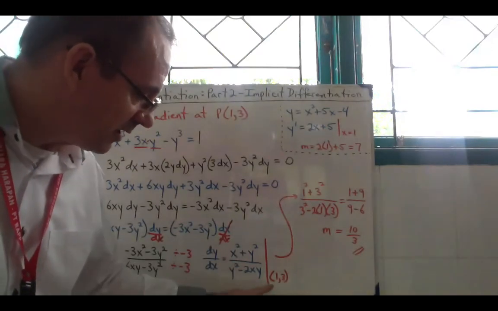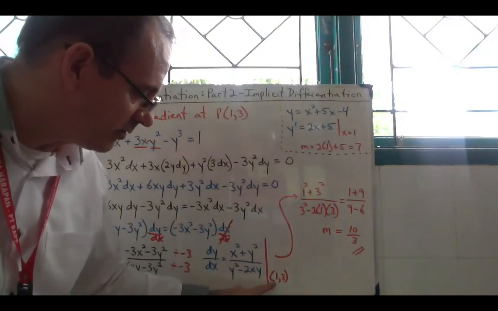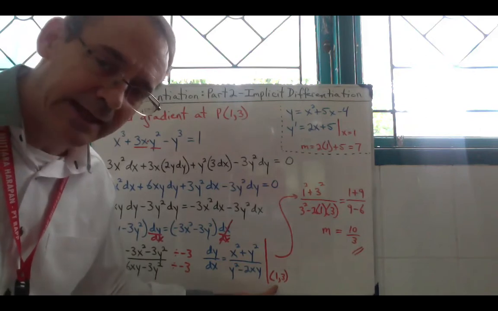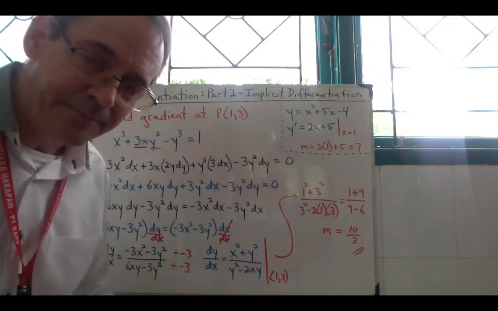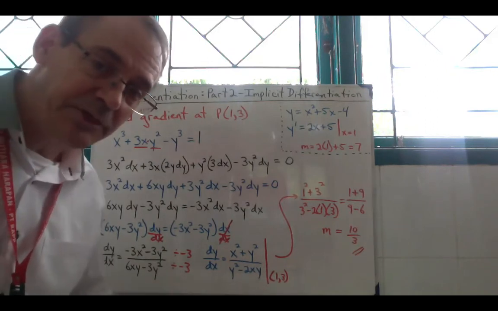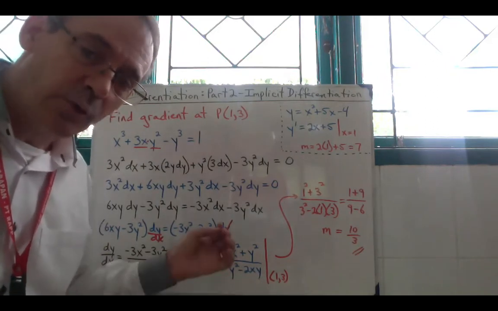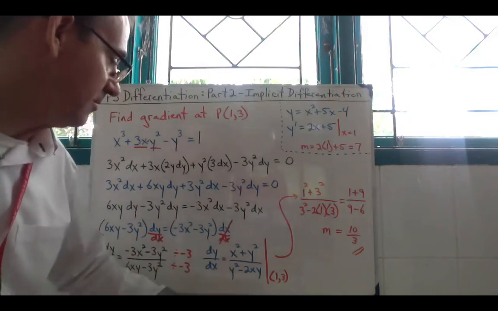There's a couple of ways you can do it. You can either put it in as a coordinate like I did, or you could write it separately, x equals 1, y equals 3. It doesn't really matter as long as you're communicating what you're doing and what you're plugging in for your evaluation.